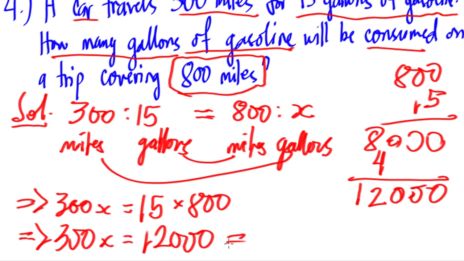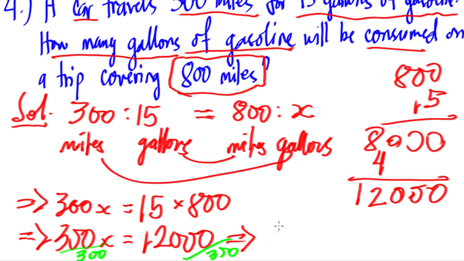I have no more space down below. 300x, let's write it here. 300x equals 12,000. Now we want to isolate the x here, so we're going to divide the whole equation by 300. Dividing this whole equation by 300, let's just illustrate it over here. We'll divide this by 300 here, and we'll also divide this by 300 here. So what do we have?